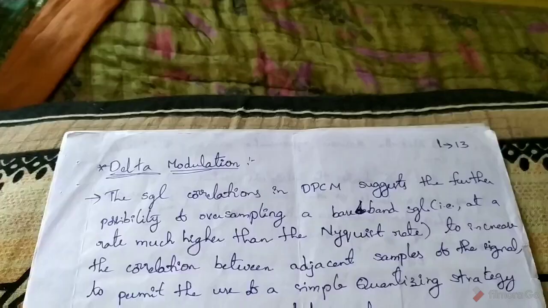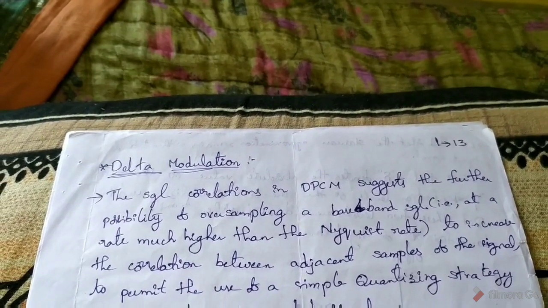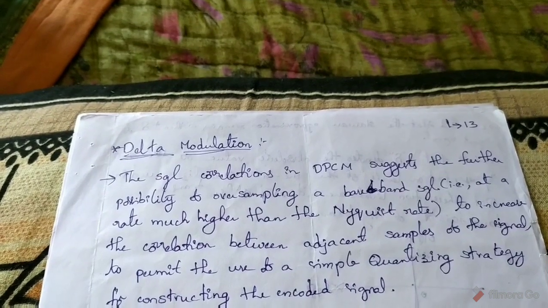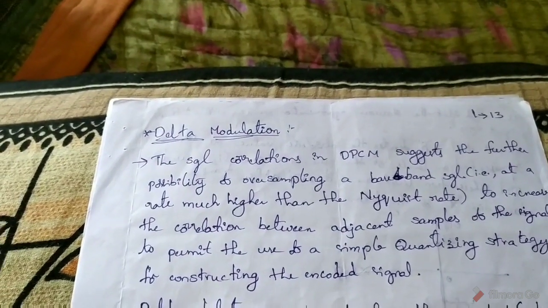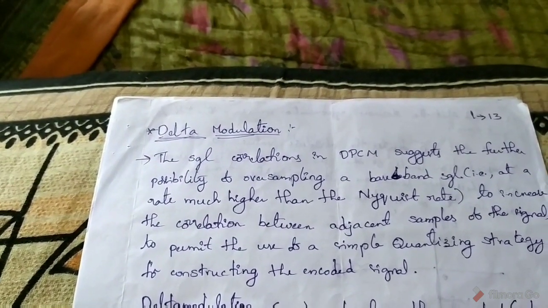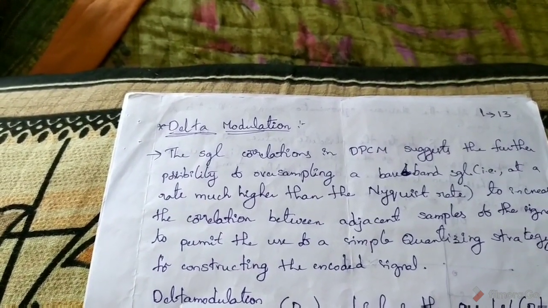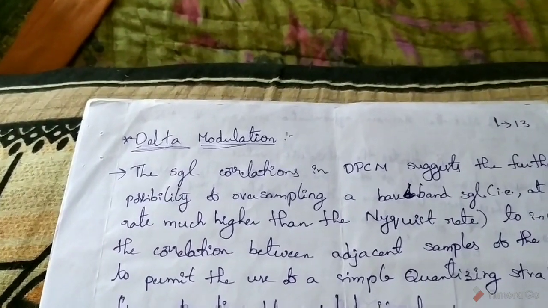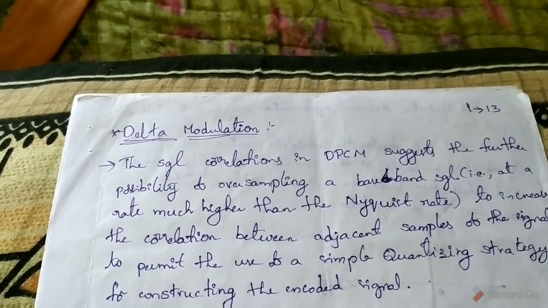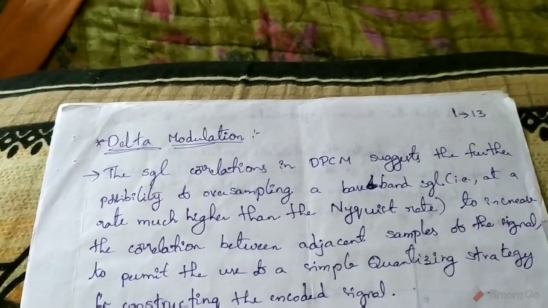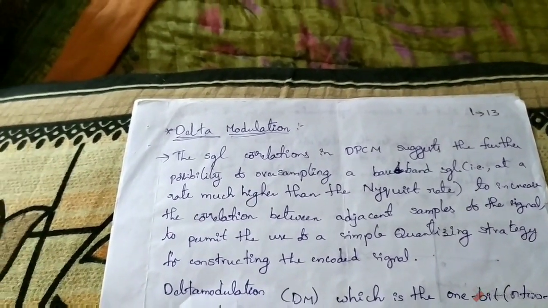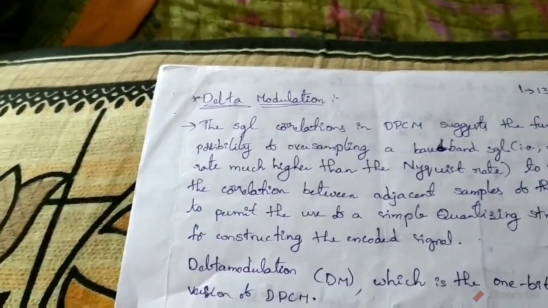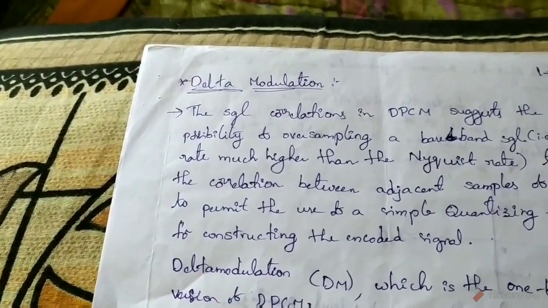Okay guys, hi, good morning to all. Welcome back again. Up to now we have discussed PCM and DPCM, and the transmitter and receiver block diagrams in PCM and DPCM. Now the next topic is delta modulation. Why are we moving from DPCM to DM? What are the advantages in DM? That we are going to discuss here.